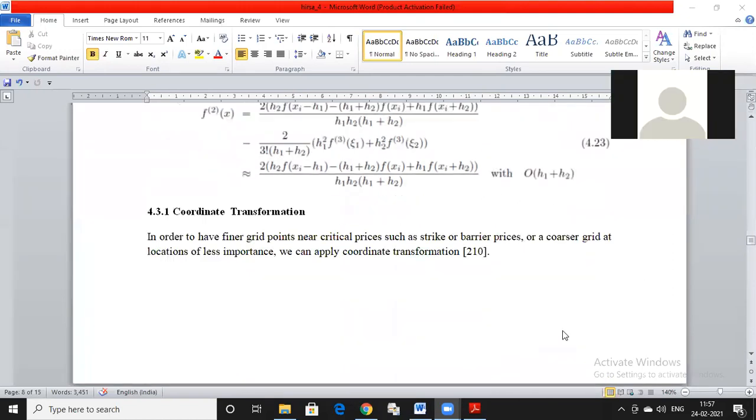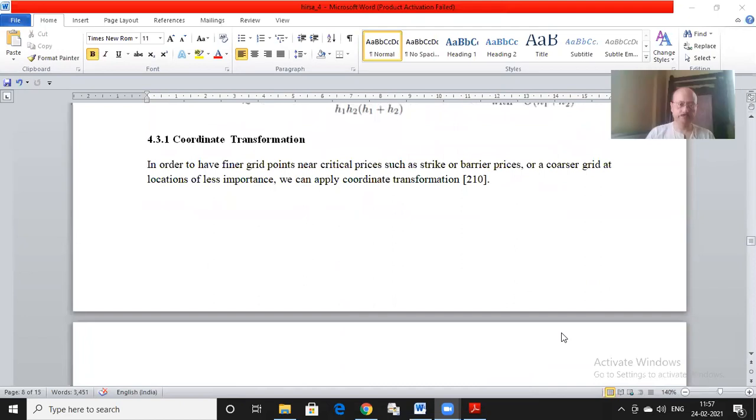Yes, sir. So now let me look at the other approach, which is more algebraically elegant actually. The other approach is coordinate transformation. Now we explicitly target that I want to have finer grid points near the critical prices, could be the strike, could be the barriers, etc. And in all other places, I can have a coarser grid.